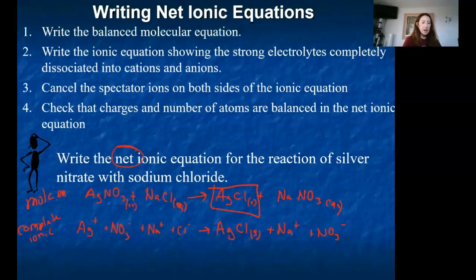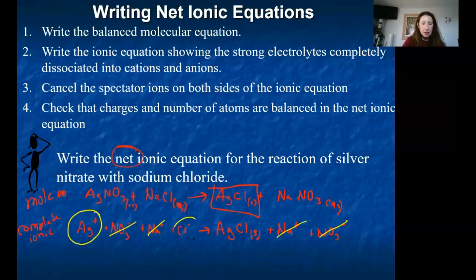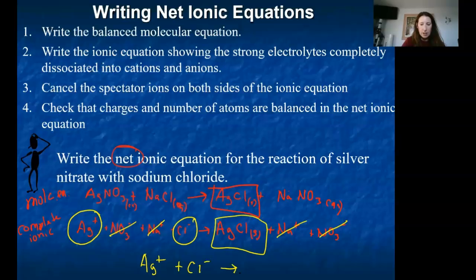Now we're going to cross off everything that's exactly the same on both sides. Na, Na, NO3, NO3. And then we're just going to write the rest of these down here. Ag plus and Cl minus makes AgCl solid. This is our net ionic equation.